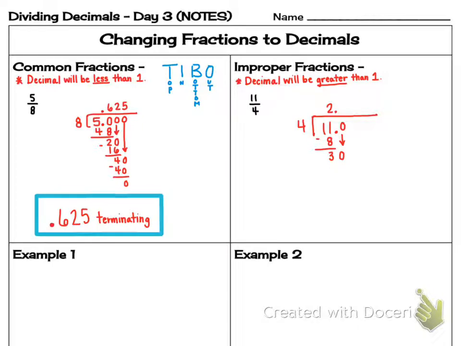4 goes into 30 7 times. 4 times 7 is 28. Subtract there, I get 2. Still hasn't ended yet. Add another 0. Bring that down. 4 goes into 20 5 times. 5 times 4 is 20. So we end at 0, which means my answer has terminated. So 11/4 is 2.75, and it is a terminating decimal.